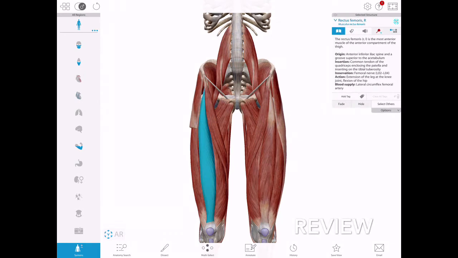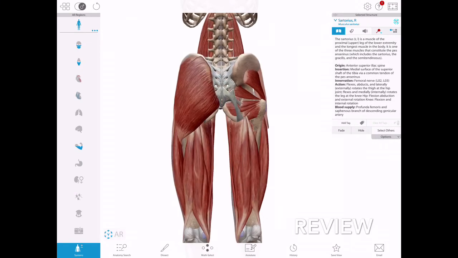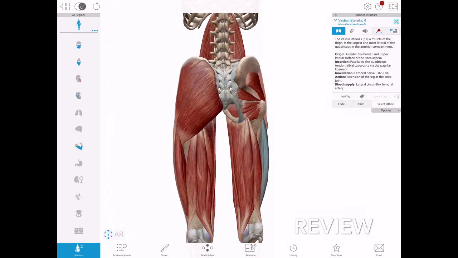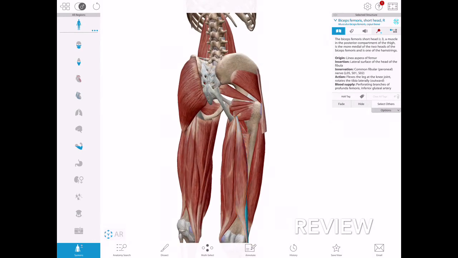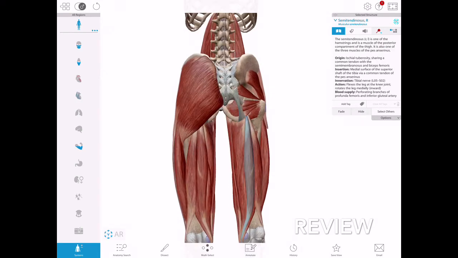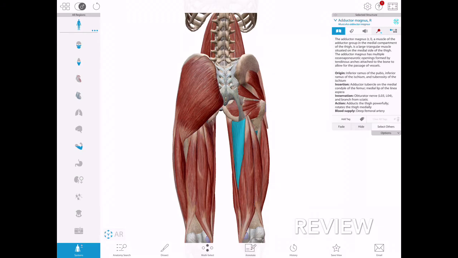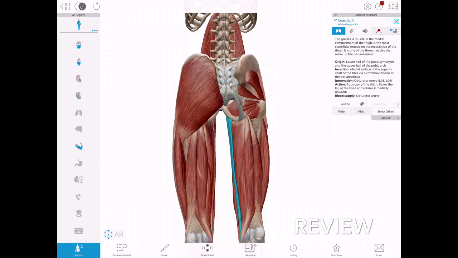Rectus femoris, vastus medialis, vastus lateralis, sartorius, biceps femoris long head, biceps femoris short head, semitendinosus, semimembranosus, adductor magnus. Okay, we're going to stop right there and we're going to now dig a little bit deeper and we will review those other adductor muscles now.